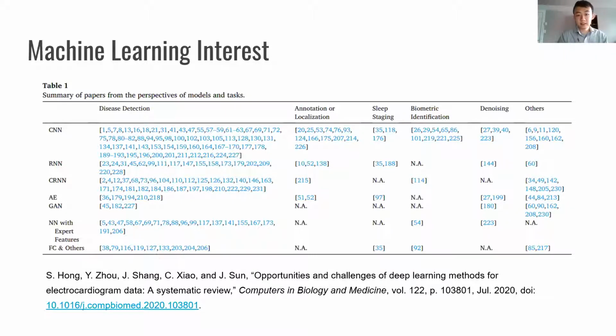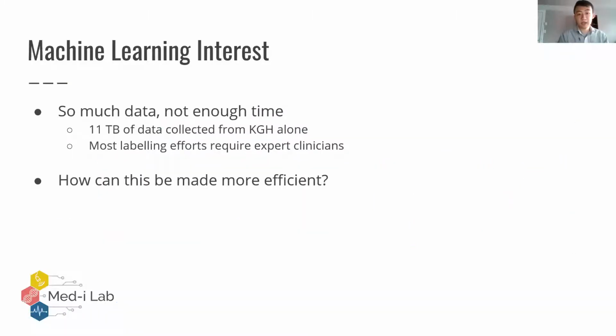Some of the challenges around that, though, when we try to apply that to a real-world environment, is that we have a lot of data. ECG data is really easy to collect, and it's really easy to store because it's just one signal. But we don't really know what to do with it. For example, looking at KGH, where I collaborate, we have over 11 terabytes of signal data from the bedside monitors. But we don't have nearly as many clinicians who can actually go through and label it and say, is this AFib? Is this just a normal heartbeat?